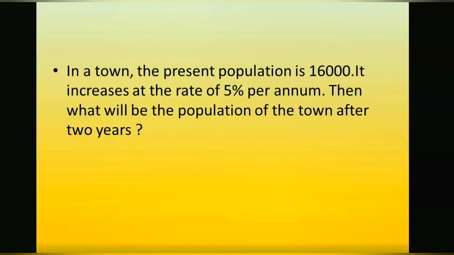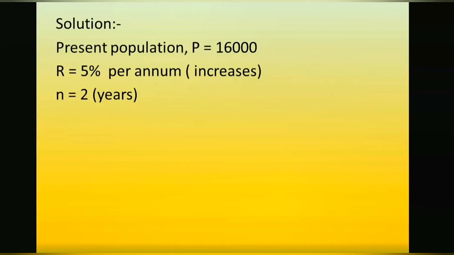In a town, the present population is 16,000. It increases at the rate of 5% per annum. Then what will be the population of the town after 2 years? Here the current population is 16,000. First, note down the data that is given. So the present population is 16,000, rate R is 5% per annum and n is equal to 2 years.